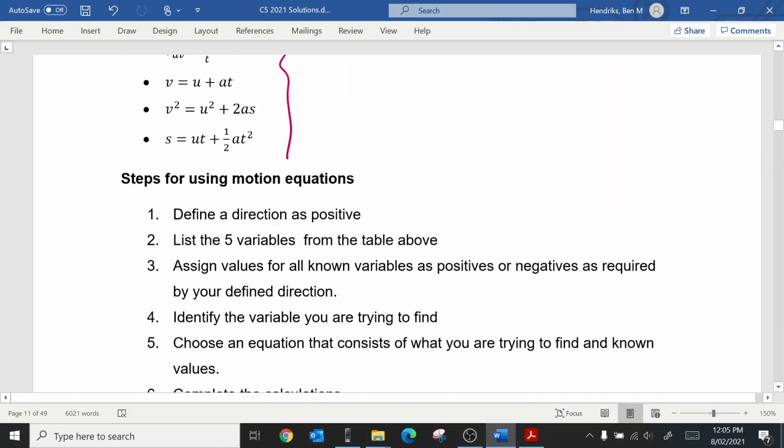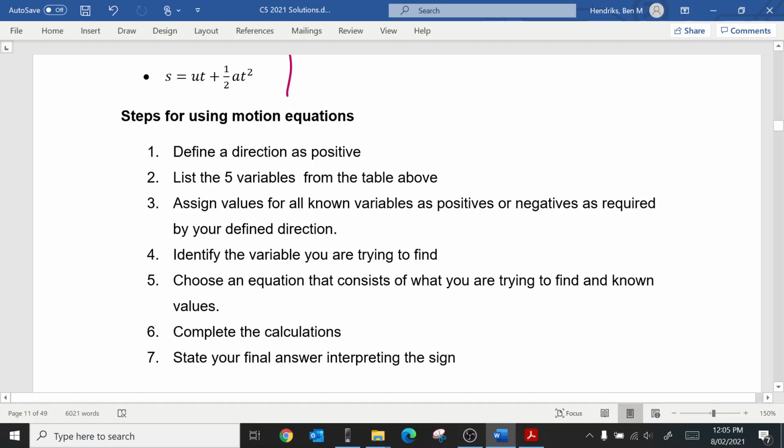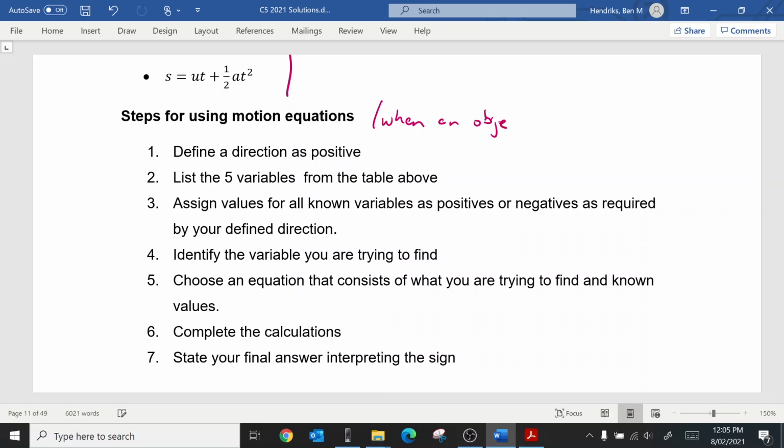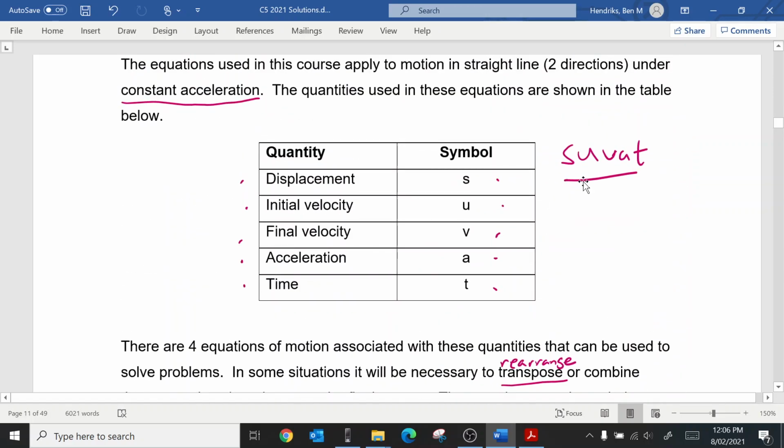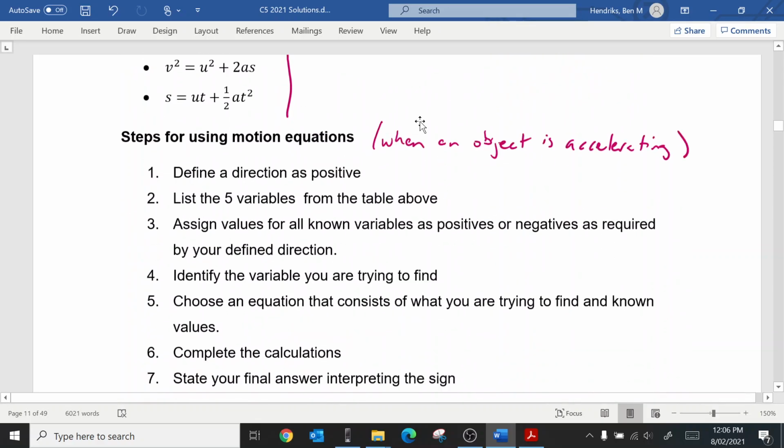Okay, so we have some steps here for using motion equations, particularly when an object is accelerating. You can do these when there is no acceleration as well. However, as we'll see in the first few examples, it's not really necessary to do all these steps. But define a direction as positive, which we have already kind of started to do. List the 5 variables from the table. So the 5 variables are these ones, the SUVAT variables.